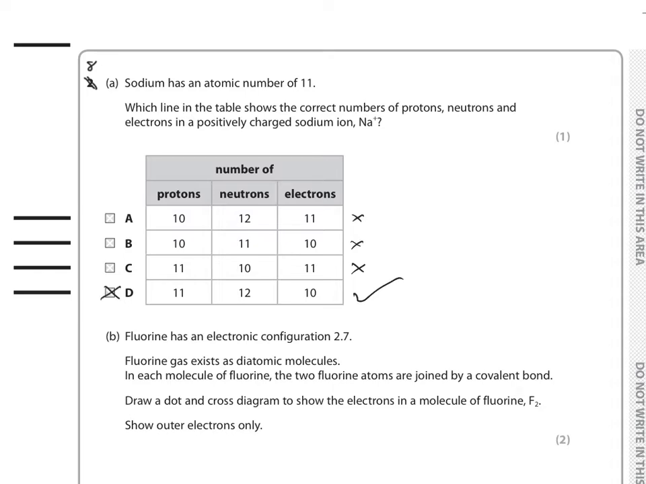Part B says fluorine has the electronic structure 2,7. Fluorine gas exists as diatomic molecules. In each molecule of fluorine, 2 fluorine atoms are joined by a covalent bond. Draw a dot cross diagram to show the electrons of the molecule of F2, show outer electrons only.